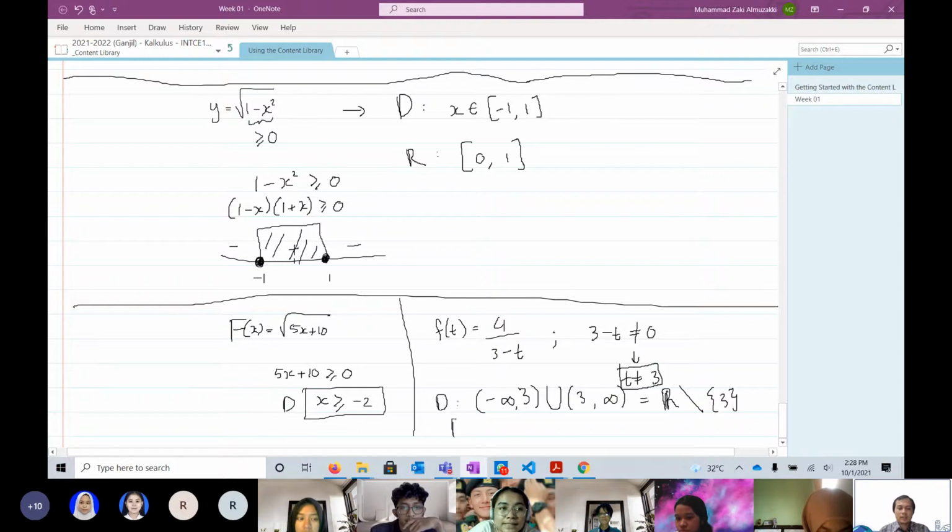Okay, in this case, what is the range of this function? What is the range of this function? f of t equals 4 over 3 minus t. What is the range?